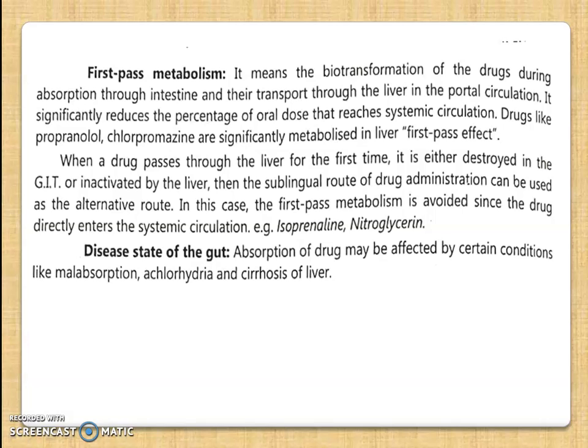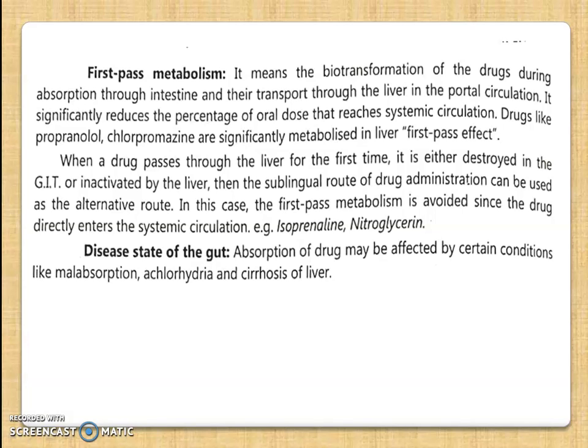Then first pass metabolism. It means biotransformation of the drug during absorption through the intestine and during transport through the liver in portal circulation. It significantly reduces the percentage of oral dose reaching systemic circulation. Drugs like propranolol and chlorpromazine are significantly metabolized in the liver by the first pass effect. When a drug passes through the liver the first time, it is either destroyed in the GIT or inactivated by the liver. Then the sublingual route of drug administration can be used as an alternative route. In this case, first pass metabolism is avoided, since drugs like isoprenaline and nitroglycerin are given sublingually and enter the systemic circulation directly. Then comes disease state of the gut.